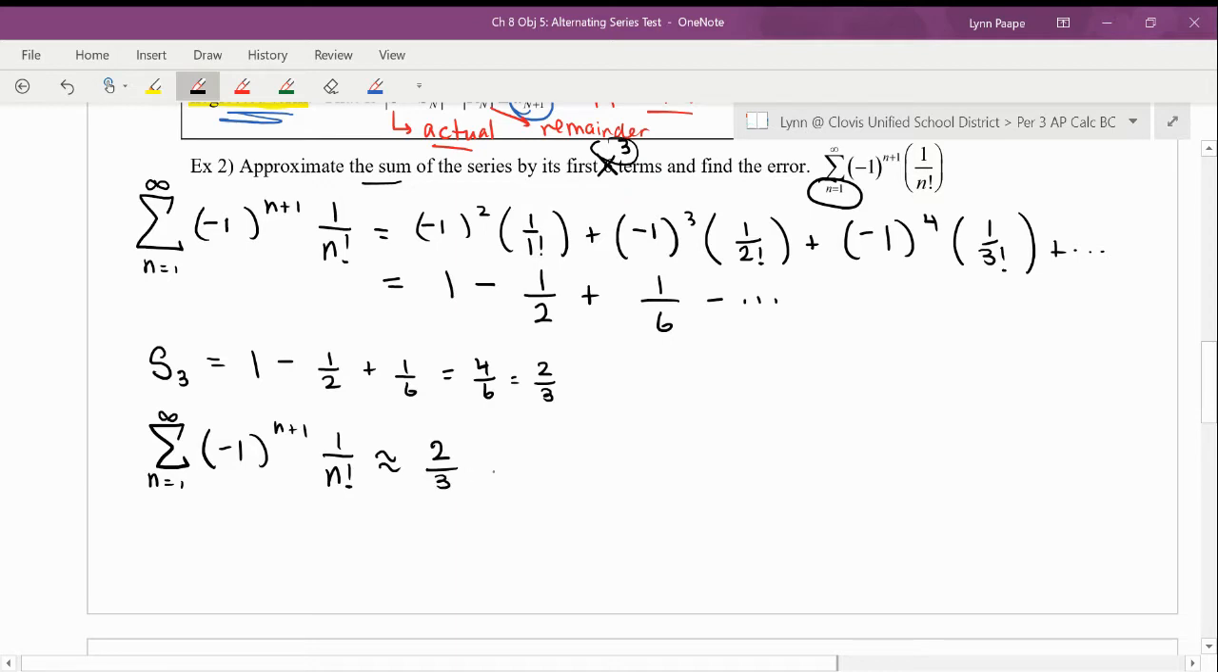So then my question is, well, how close are you? How close is that approximation? And so how can I find that? Then it says to find the error. So how far off am I? So then I would find the remainder, right?